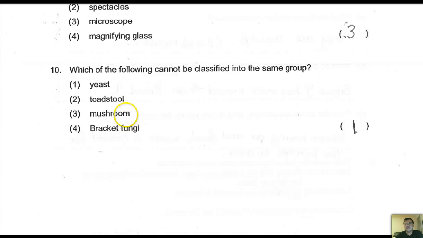But what we can see very clearly, the one that stands out is yeast. Why? Think over. Yes, because yeast is a very small size, microscopic, more towards that smaller size. The rest can be seen with the naked eye. Next.